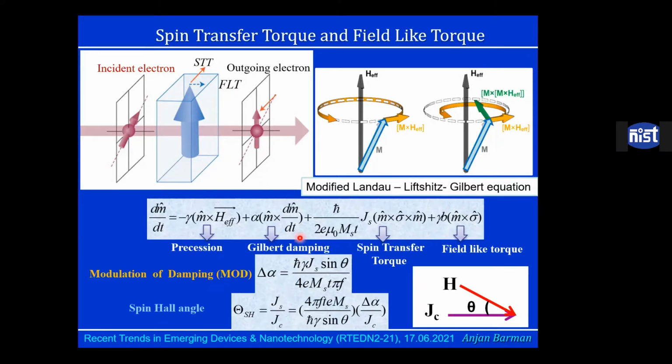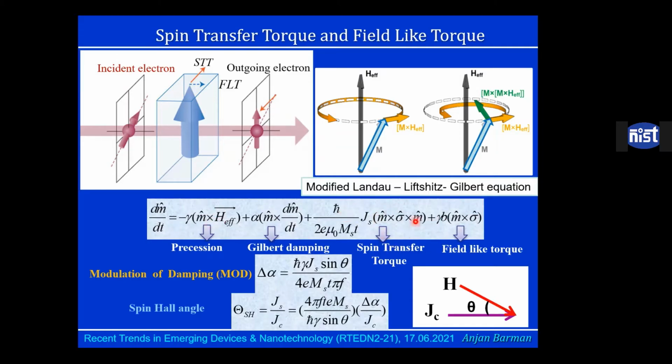So you can now modify this Landau-Lifshitz-Gilbert equation. We had written in the last lecture that dm/dt was minus gamma m cross H effective plus alpha m cross dm/dt. So that was the Landau-Lifshitz-Gilbert equation. Now you can add two different torques. One is, of course, the STT-like torque or the damping-like torque, which is Js m cross sigma cross m. So this is analogous to the Gilbert damping-like torque. And another is the field-like torque, m cross sigma, which is analogous to this. So they will affect these two.